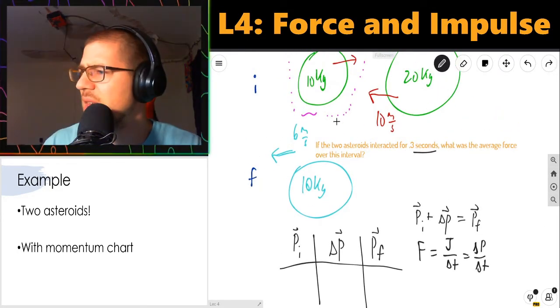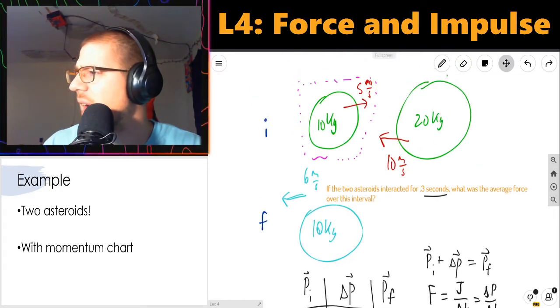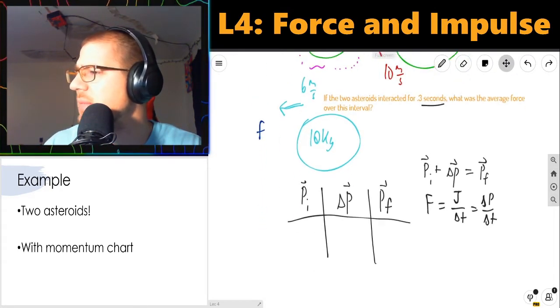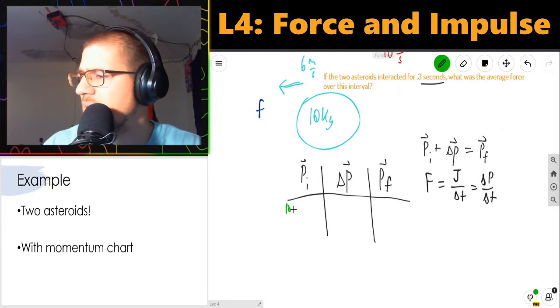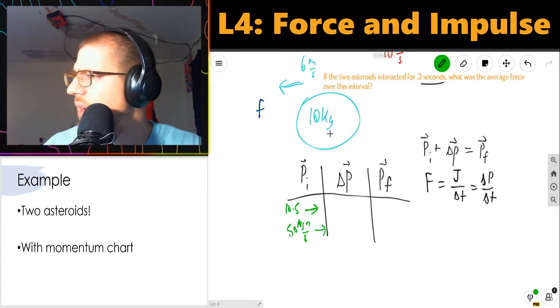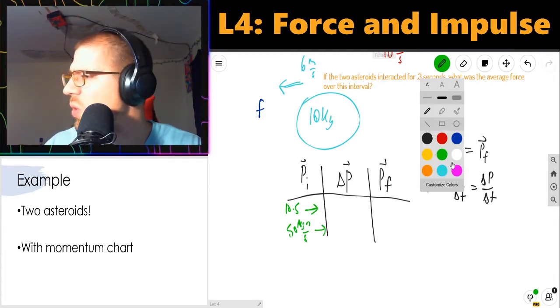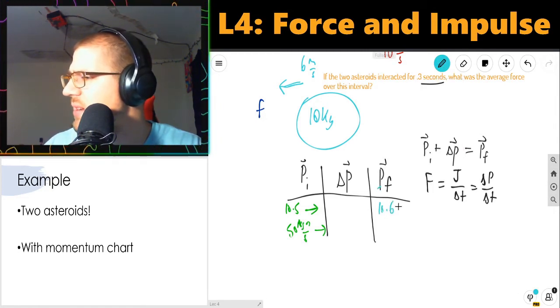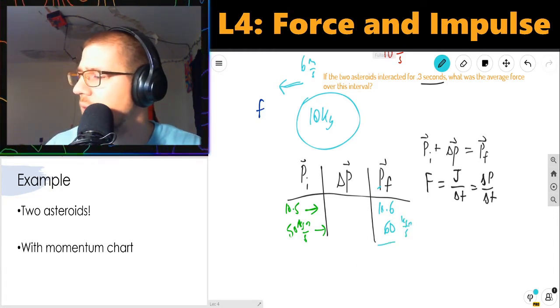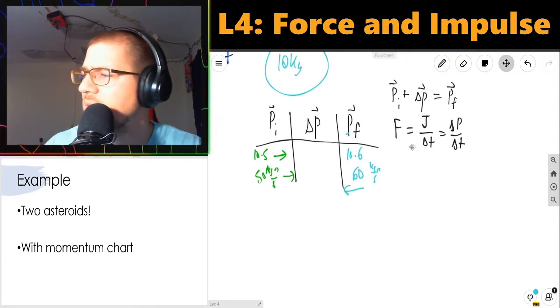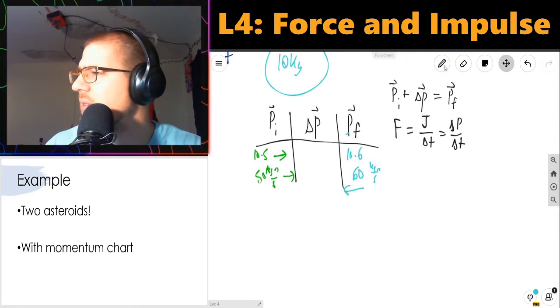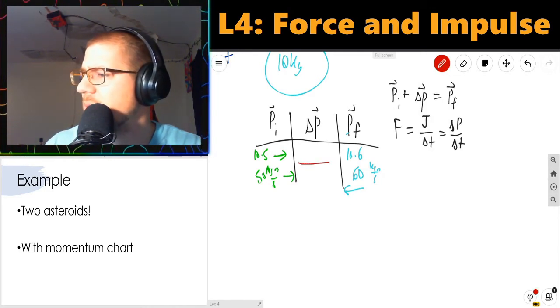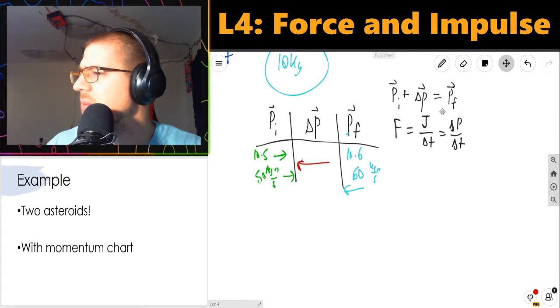I've got the initial and final momenta. Initially, I have a 10 kilogram object moving 5 meters per second to the right. So this is 10 times 5, 50 kilogram meters per second to the right. At the end, I'm moving 6 meters per second to the left, so that's 10 times 6, which is 60 kilogram meters per second to the left. Now, what's the change? What do I need to add to a rightward pointing vector to make it point left? I'm going to need to add a large leftward pointing vector. It's going to need to be pretty big.